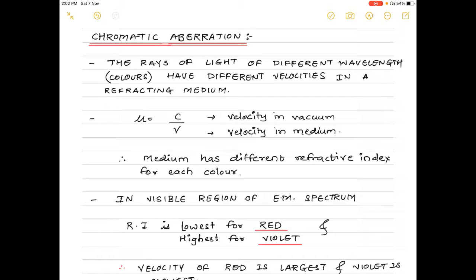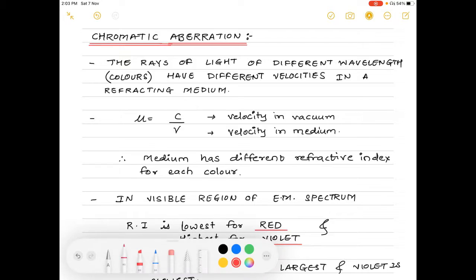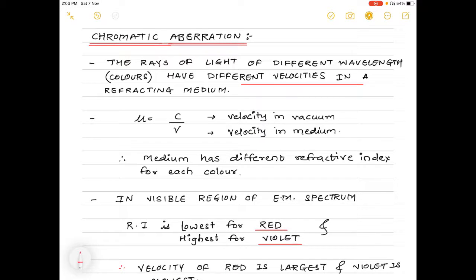Getting it? What is monochromatic? Monochromatic light has a single wavelength. Chromatic light is like white light, which has the 7 different colors and 7 different wavelengths of those colors. Now the rays of light of different wavelengths have different velocities in a medium. So different colors will have different velocities in a medium.